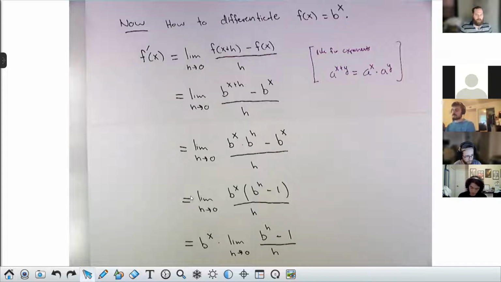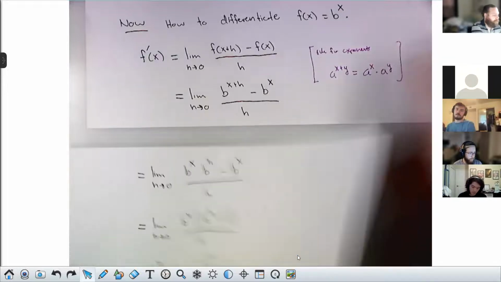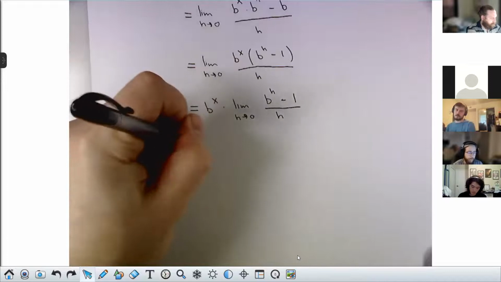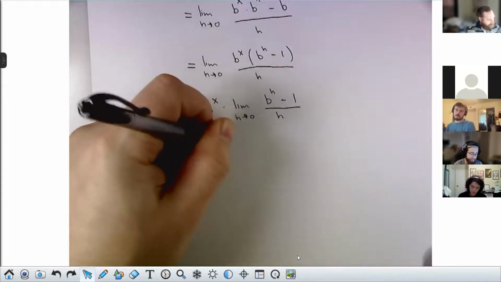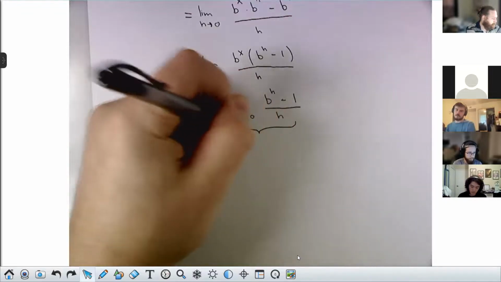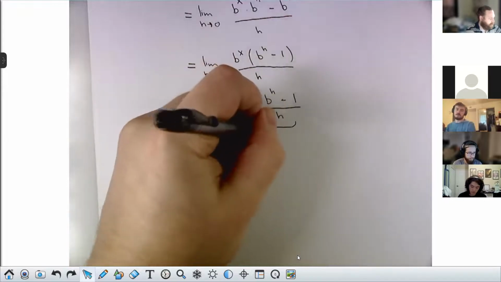And this is as far as I can take you in full generality. So in full generality, your totally general exponential function b to the x will have derivative equal to itself times this thing. And what is this thing? Let me just call it a constant. So this is b to the x times some constant c, where c is this constant.